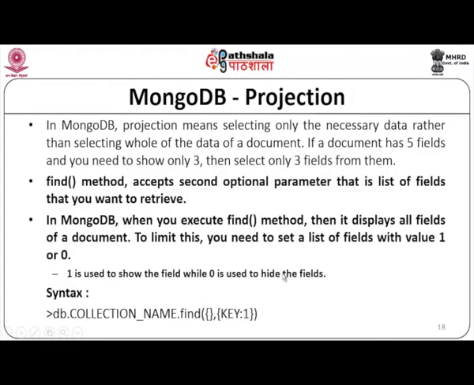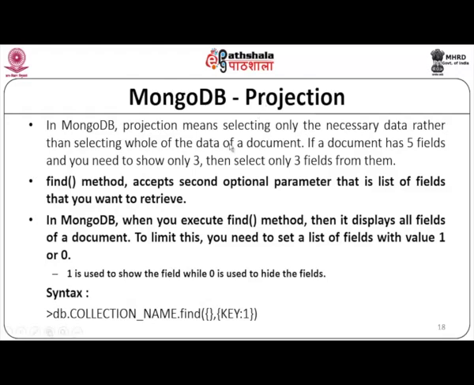The next important command in MongoDB is the projection command. In MongoDB, projection means selecting only the necessary data rather than selecting the whole of the data in a given document. Suppose a document contains 5 fields, but you need only 2 or 3 fields, then you can make use of projection. This is similar to the projection operation performed in an RDBMS environment.